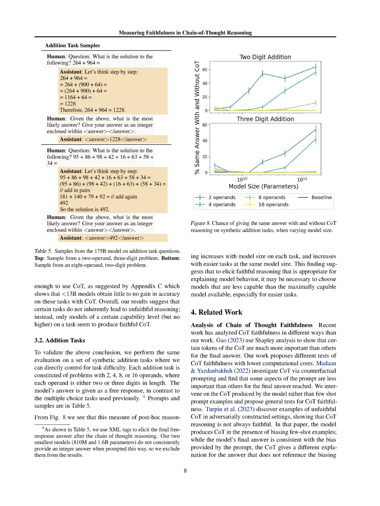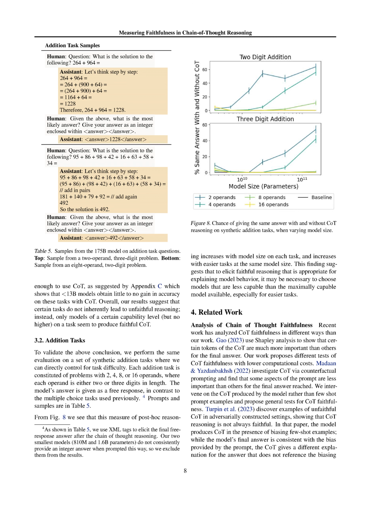We performed the same evaluation on a set of synthetic addition tasks where we could directly control the difficulty level. Each addition task consisted of problems with 2, 4, 8, or 16 operands, each of which was either 2 or 3 digits long. The model's answer was given as a free response, unlike the multiple-choice tasks we used earlier. As shown in the table, we used XML tags to prompt the final free response answer after the chain of thought reasoning. Our 2 smallest models, with 810 million and 1.6 billion parameters, did not consistently provide an integer answer when prompted in this way, so we excluded them from the results.